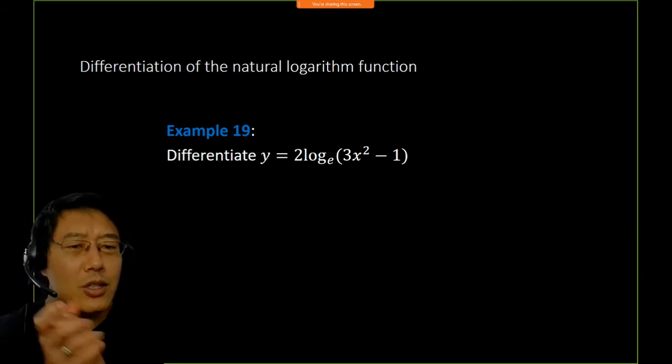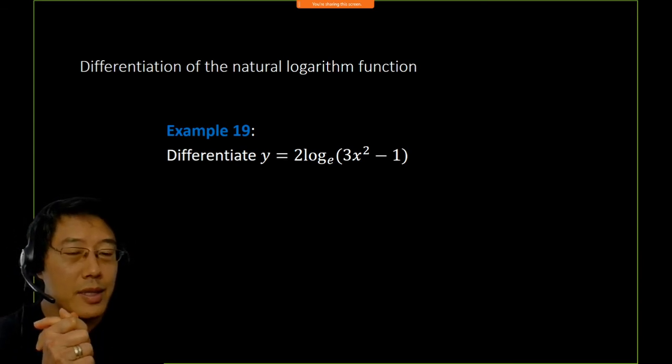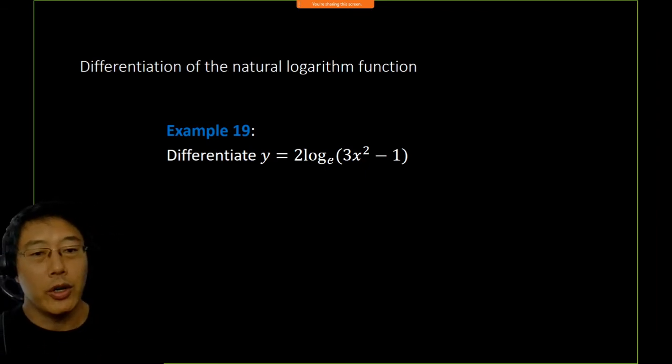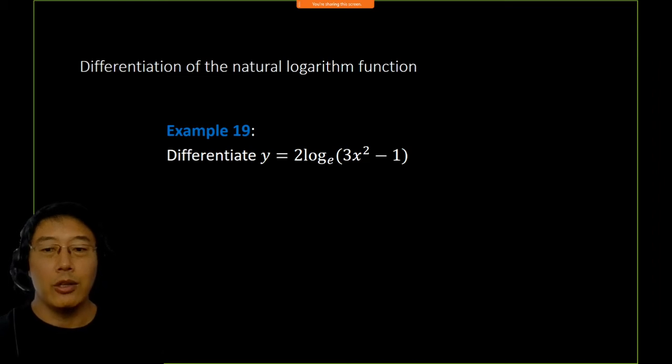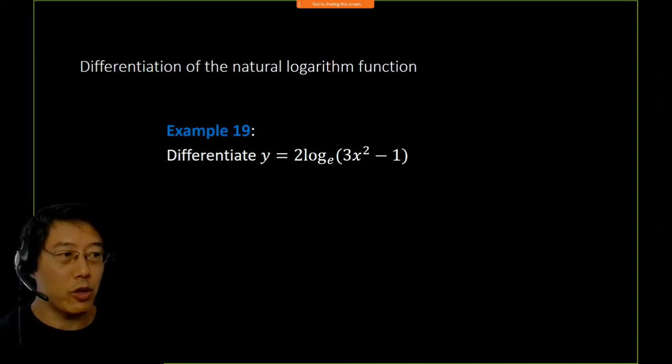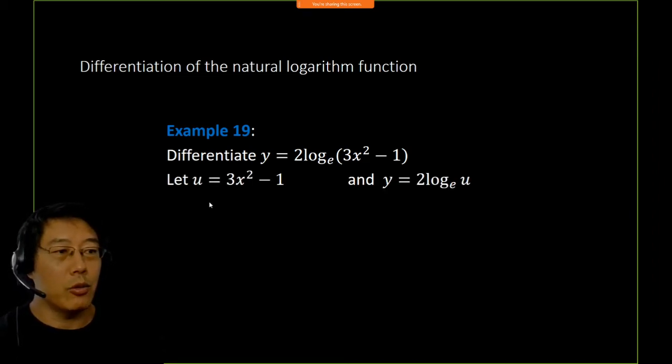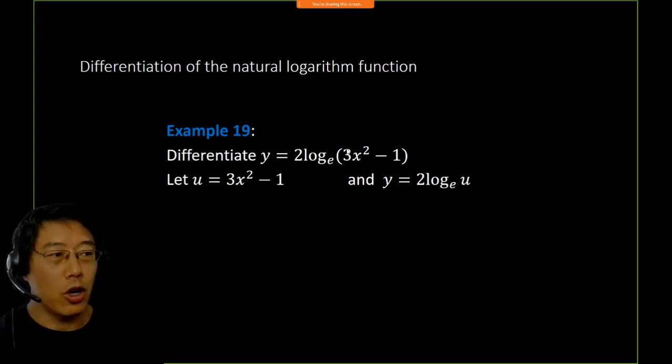Alright, so let's say you want to differentiate another example. You want to differentiate another function. Again, it's a composite function. You need to apply the chain rule. So here again, we have a u, which is this one. The y is going to be 2 log of u to the base e, which is down here.